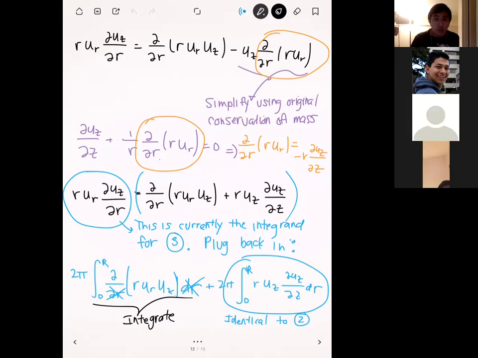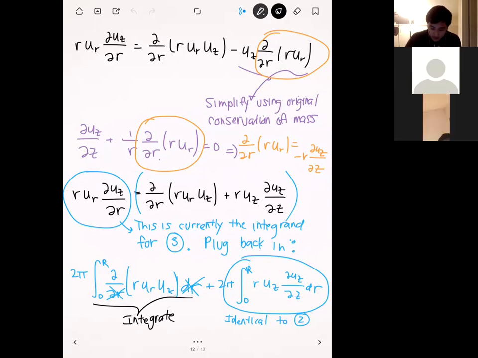Professor, in orange, where you have partial r of parentheses r u r, to the right of that, is that negative nu? Or no, that's negative r. Sorry. Yeah, so what I did was I took this continuity equation and multiplied both sides by r to cancel that out, and so we have r times partial uz partial z. And then I subtracted from both sides because what I wanted to solve for was this quantity right here that I'm circling, because that's what we have up there in that equation.